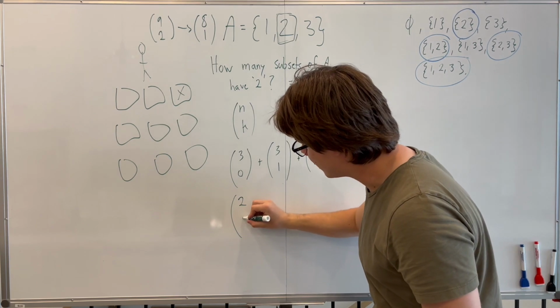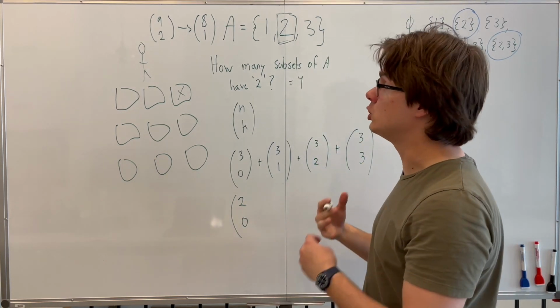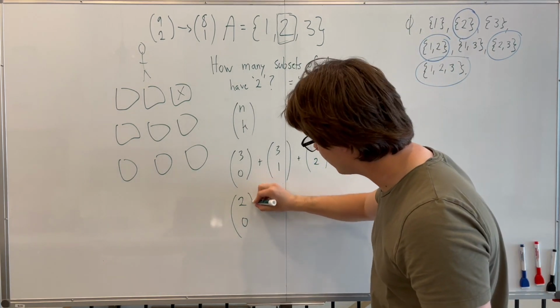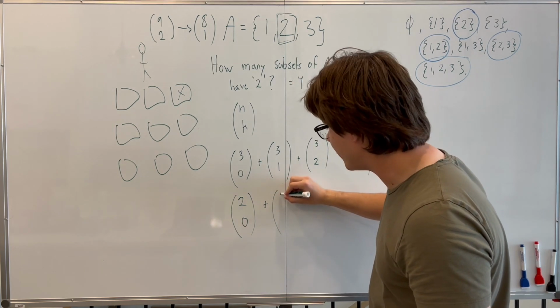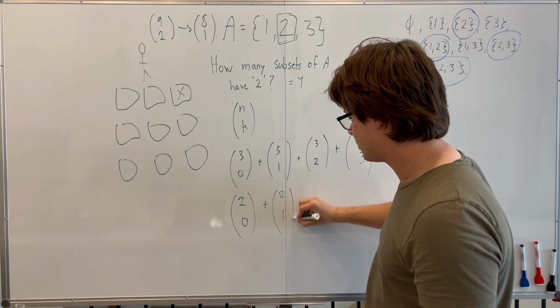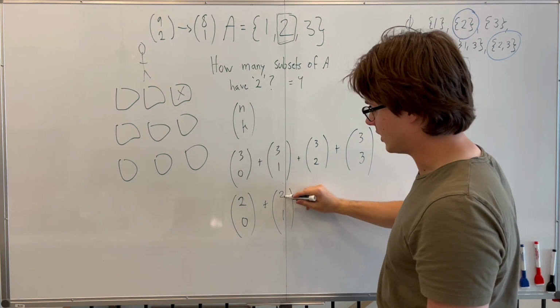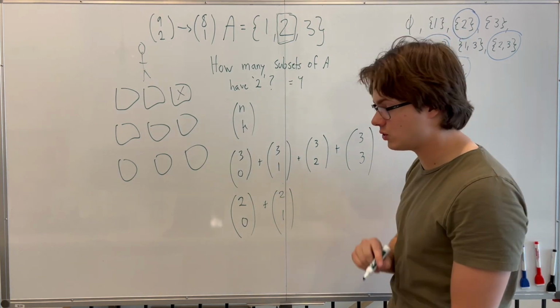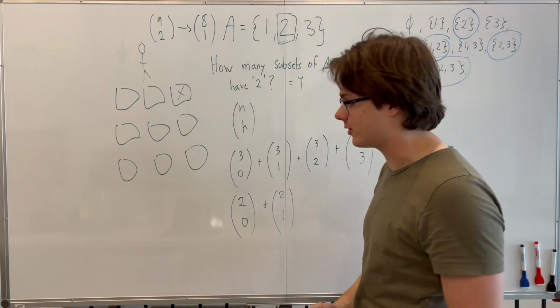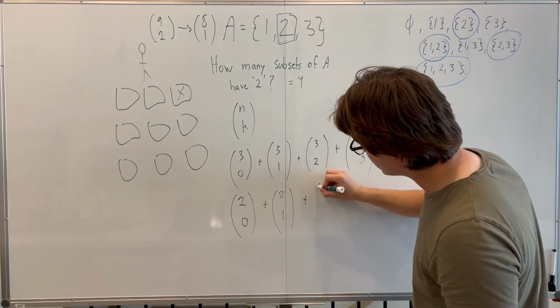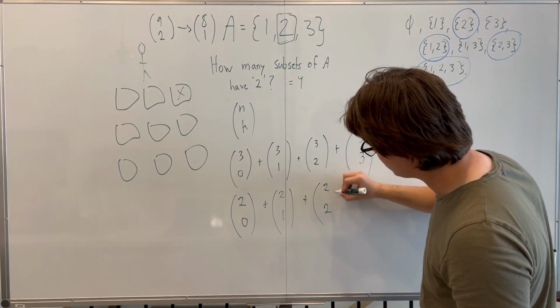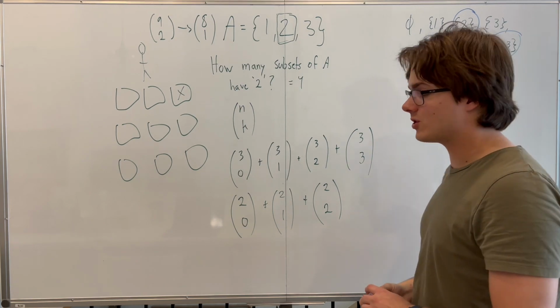You can choose neither 1 nor 3, so you can just have a 2. You can choose one of the 2 options: 2 and 1, or 2 and 3. That's what this means. Of the 2 options, you choose one of them to pair with your 2. Or you can choose all of them, which is going to be 2 choose 2. So that's what this is going to look like.